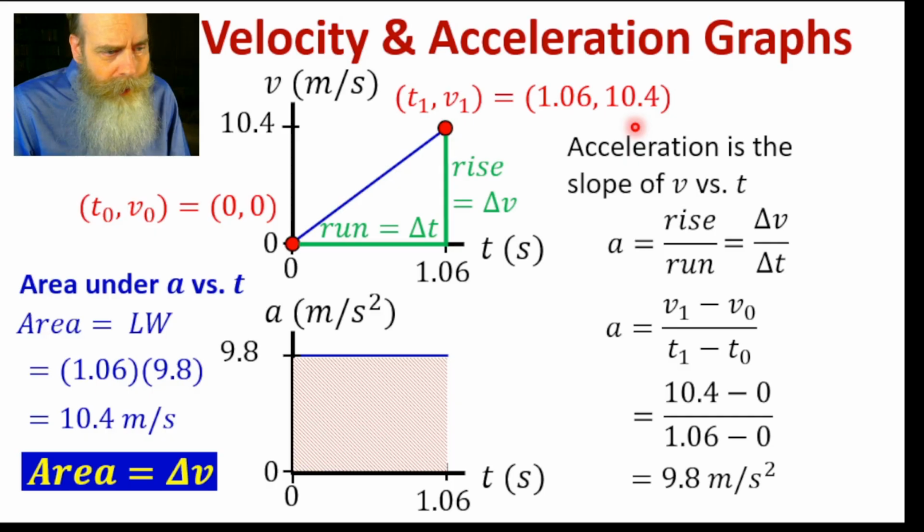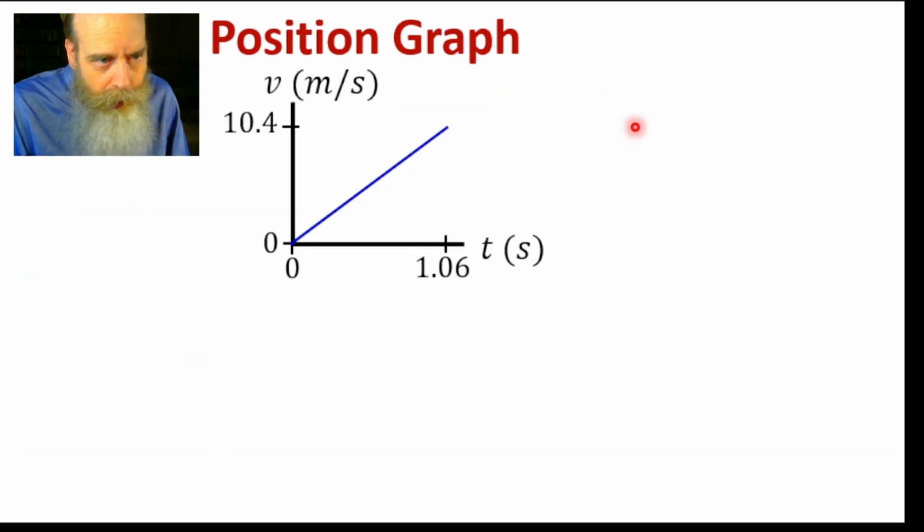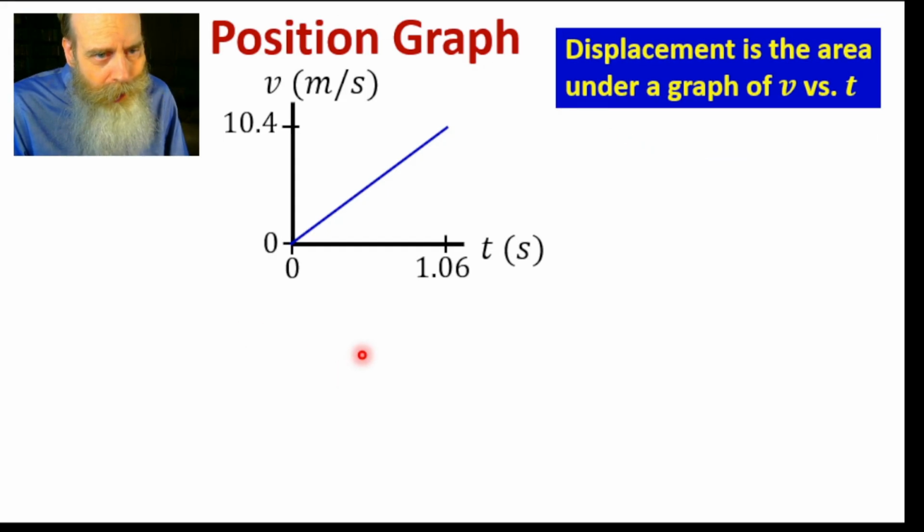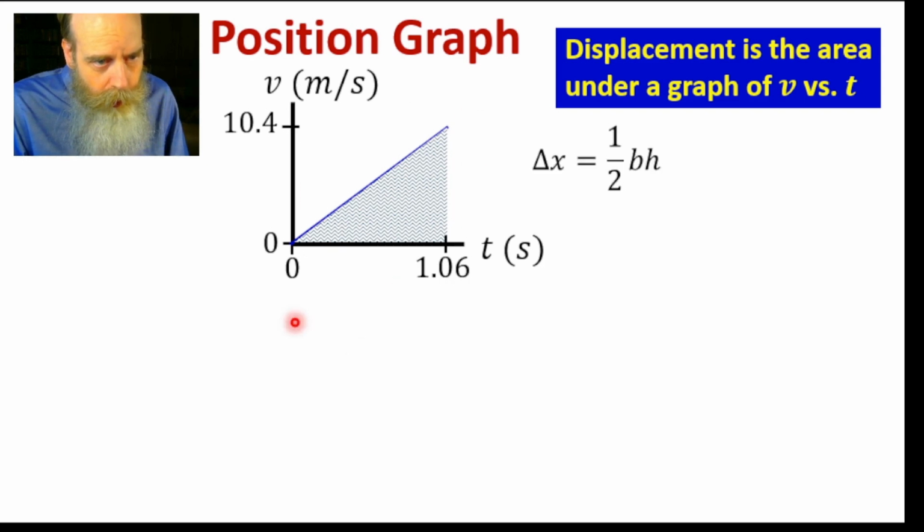Just like the area under a graph of velocity versus time is equal to the change in position, or the displacement. Let's use that in order to draw our position graph. Here's our graph of velocity versus time that we just found. Displacement is the area under a graph of v versus t. So let's find this shaded area. This is a triangle. The area, which is equal to delta x, the displacement, is 1/2 base times height.